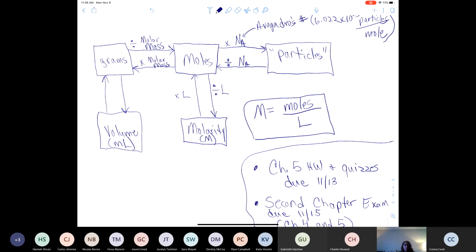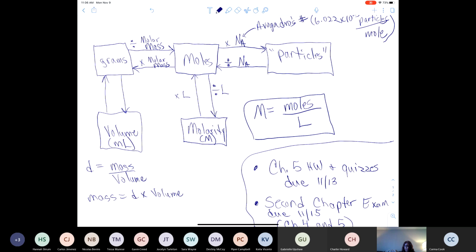And then we also learned in chapter 4 that we can use density as a conversion factor. So to convert between grams and volume, we can use density, and that's converting between grams and volume in units of milliliter, because density, symbolized with the lowercase d, is your mass divided by your volume. So therefore, mass will be equal to the density times volume.